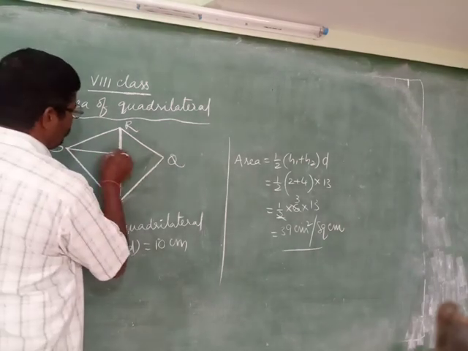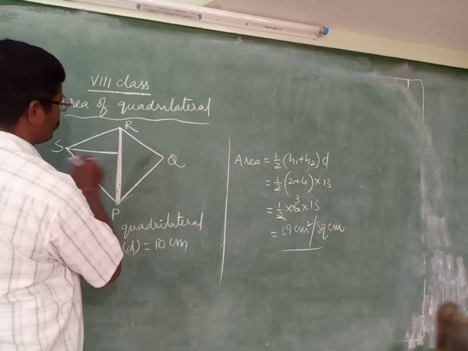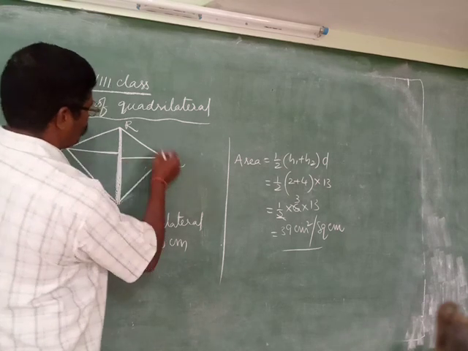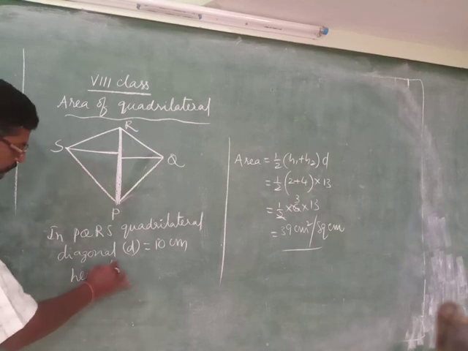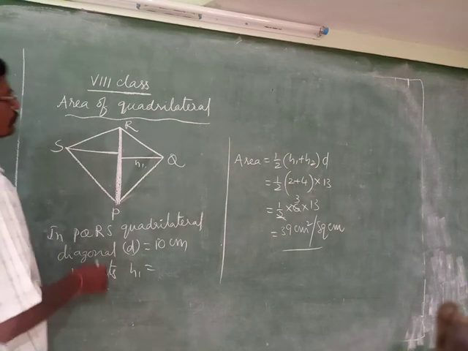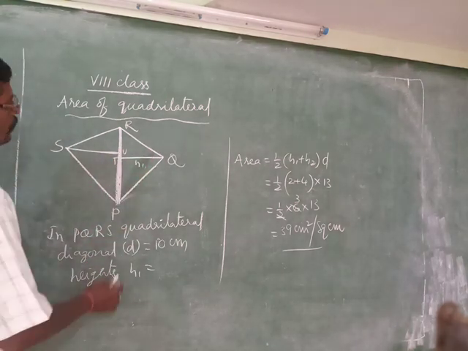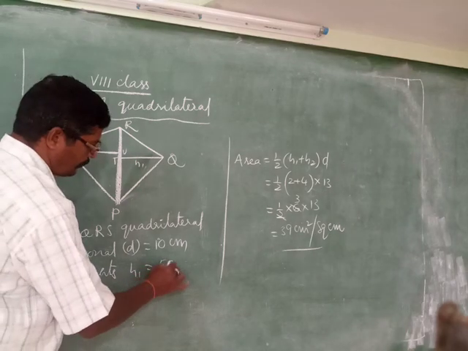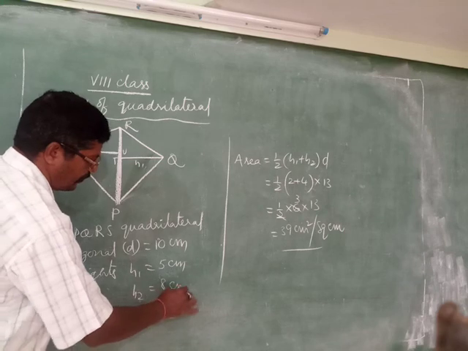This is one of the heights, H1 or H2. This is one more height. Heights: H1 is equal to 5 centimeters. This is T, this is U. H2 is equal to 8 centimeters.